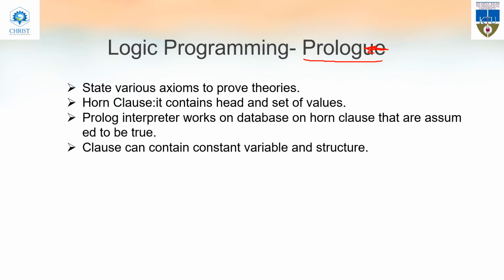So first of all, you have to know there is something called a Horn clause. A Horn clause is something which has a head and a set of values. So if I am writing a Horn clause, there will be a set of values h1, b1, b2, b3, etc. That's how a Horn clause will look like. And there are three things that happen in a clause. The first one is a constant, second one is a variable, and third one is a structure.